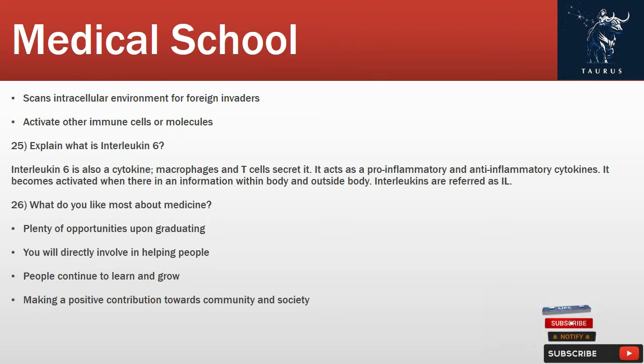25. Explain what is interleukin 6? Interleukin 6 is also a cytokine. Macrophages and T cells secrete it. It acts as both a pro-inflammatory and anti-inflammatory cytokine. It becomes activated when there is an inflammation within the body and outside the body. Interleukins are referred to as IL.